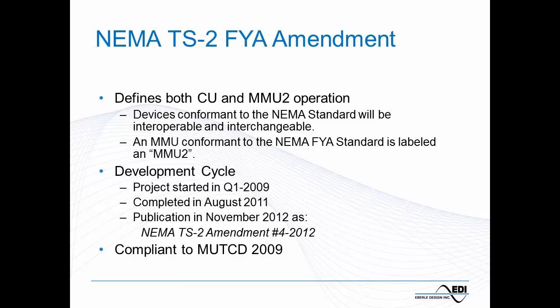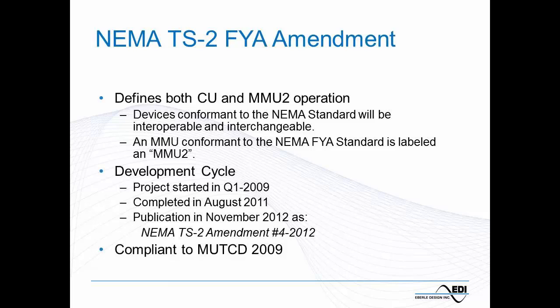The significance of that is in the NEMA flashing yellow arrow amendment, there is a requirement that if an MMU is conformant to this flashing yellow arrow operation, it will be labeled an MMU2 instead of just an MMU. So that allows a user to look at their monitor to know whether it provides this functionality or not. Not all MMUs are required to support the flashing yellow arrow operation.